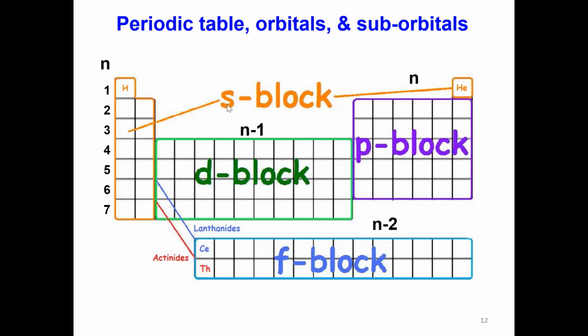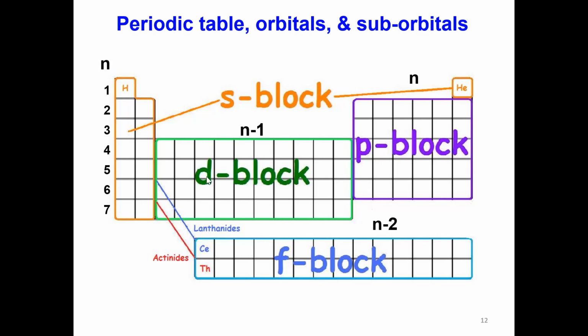In the case of the S and P blocks, the row corresponds with the orbital. For example, the first row corresponds with the first orbital. The third row corresponds with the third orbital. But this is not the case for the D and F groups.